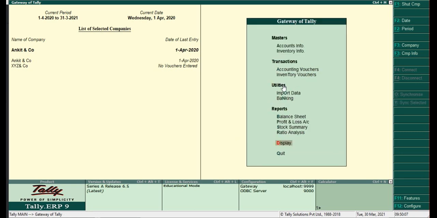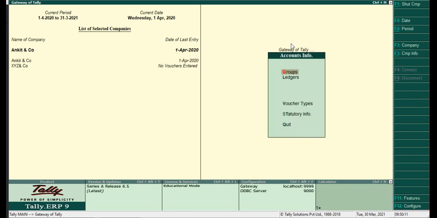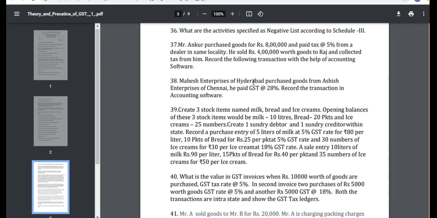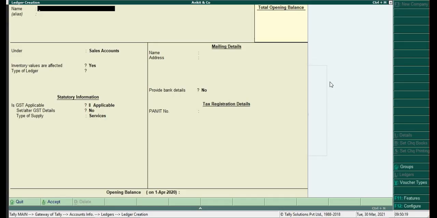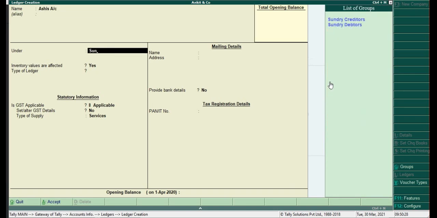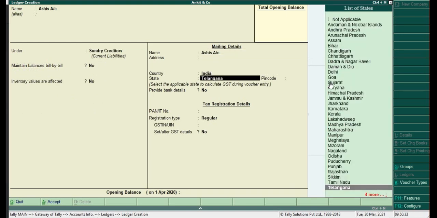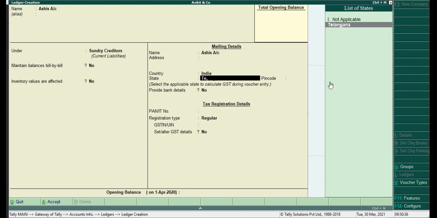Okay. Now we are going with the same transaction. Go back and we'll create one ledger. What is the name of the person? Mahesh. Now Ashish. Mahesh is from Hyderabad. Ashish is from Chennai. So he will be sundry creditor, right? Sundry creditor. Here you have to select the state. Telangana. No, it's not Telangana, it's Tamil Nadu. Tamil Nadu, regular dealer.